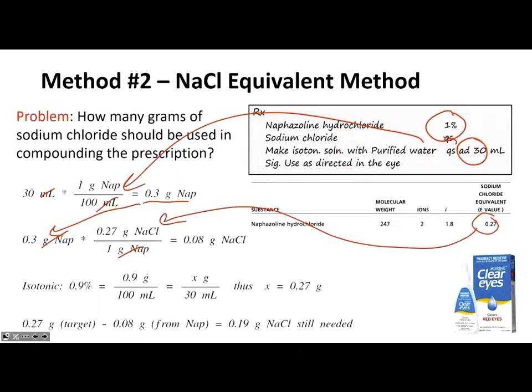Let's go back and figure out our target. Our target is 0.9%, but since we're only making 30 milliliters, we don't need 0.9 grams. How much do we need? So take 0.9 times 30 divided by 100, essentially solve for X, and you see our target sodium chloride is 0.27 grams. Why is it not 0.9? Because we're not making 100 mils, we're making 30 mils. So we proportioned the amount of sodium chloride we need. So that's our target. That's what I'm going to put down here, and I'm going to subtract the amount that I got from my naphazoline, my active ingredient, which was the 0.08. So the 0.27 minus the 0.08 means you still need 0.19 grams of sodium chloride.